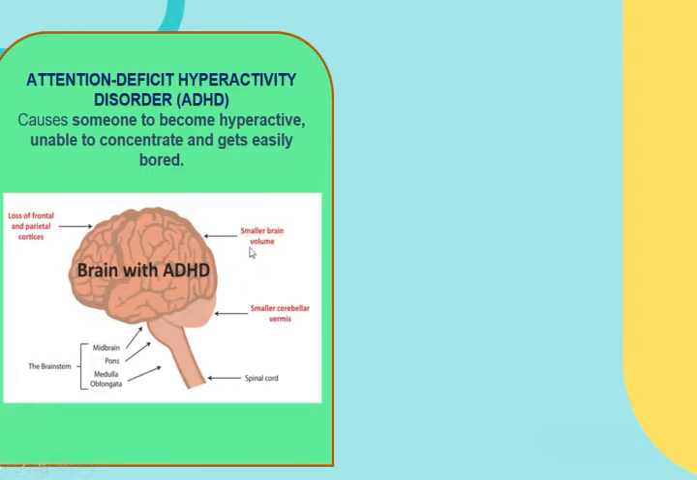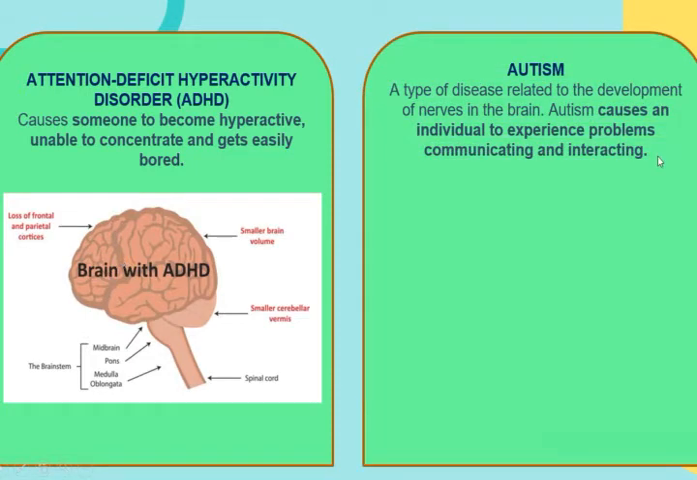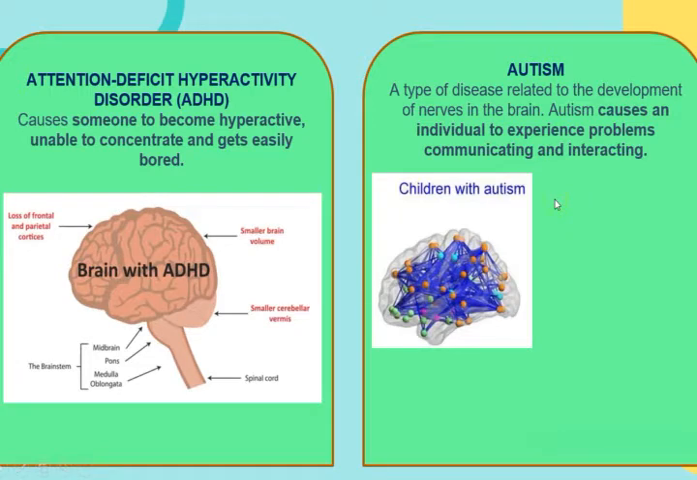Smaller brain volume, smaller cerebral hemisphere, and loss of the cerebral cortex here. Okay, that is the ADHD. Now we go to autism.